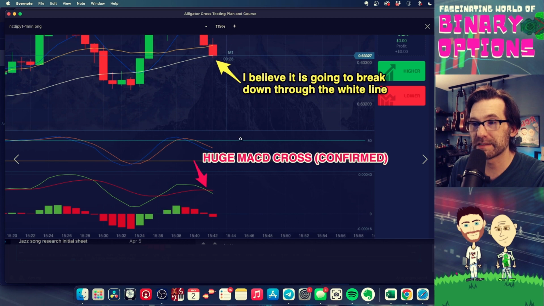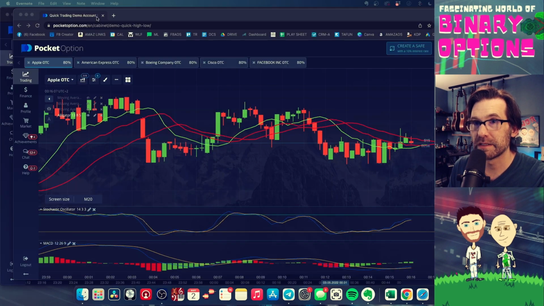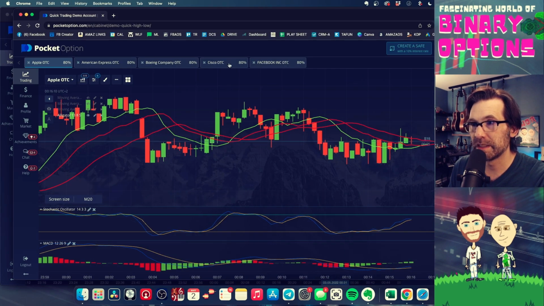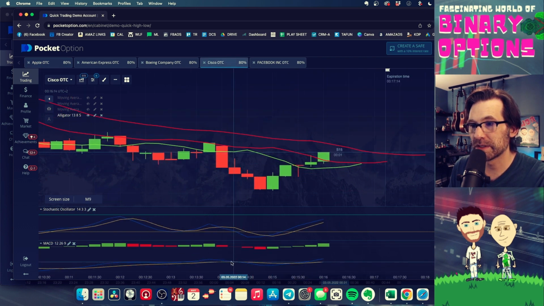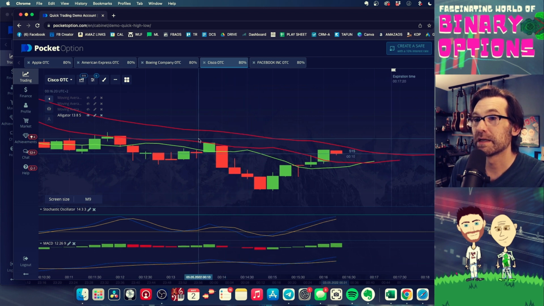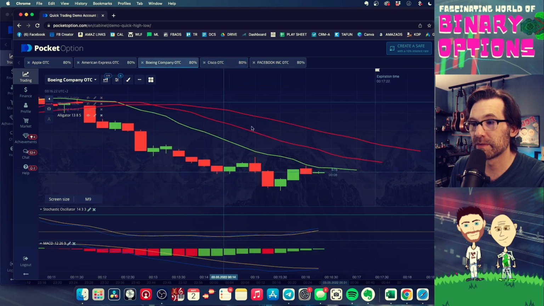If the MACD doesn't do that, let me see if I can find one that didn't do it. Like on this one right here, it looked like it was going to cross, but then it didn't really open, and then it just kind of went this way. That's not a confirmed double cross.